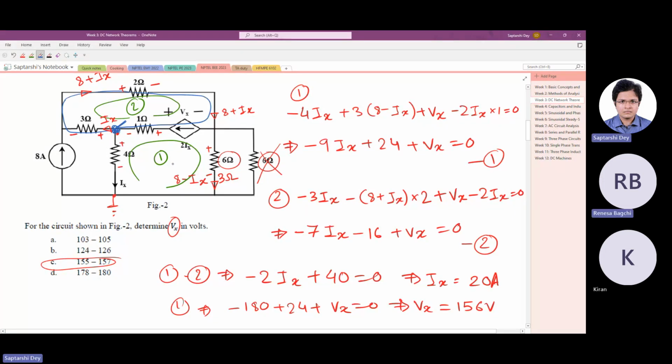Okay, I didn't see that minus 2Ix. I'm sorry, sir. Yeah, no problem. So there are 4 elements. 4 elements are here.